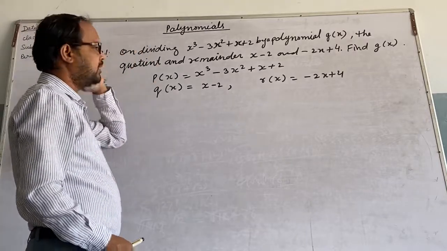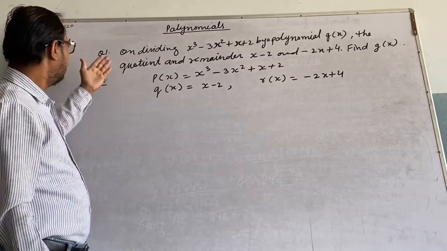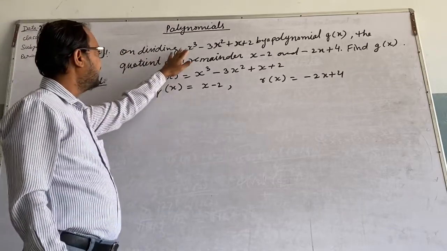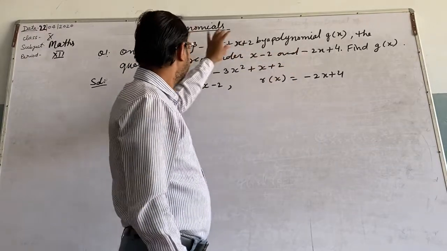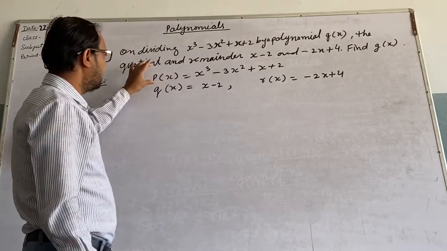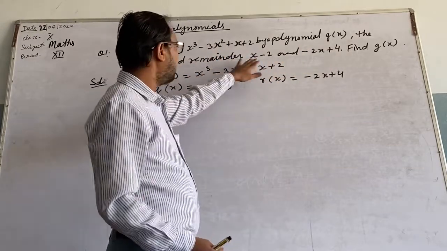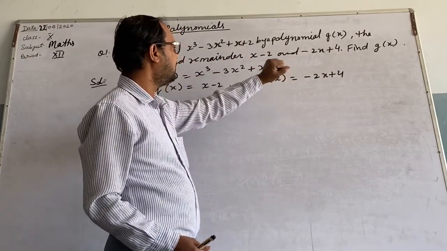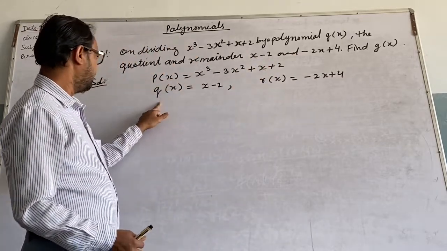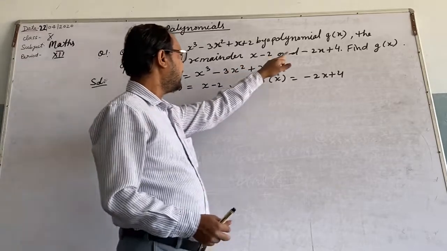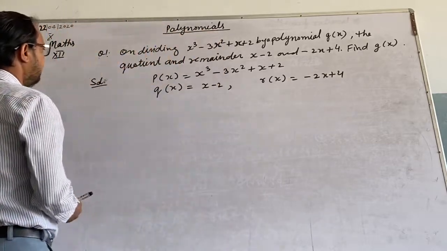Now we are studying polynomials, continuing from the last class. Here is a question on dividing x cube minus 3x square plus x plus 2 by a polynomial g(x). This is your given polynomial p(x), and it should be divided by a polynomial g(x). The quotient and remainder are x minus 2 and minus 2x plus 4. Find g(x). The quotient q(x) is x minus 2 and the remainder is minus 2x plus 4. Now we are going to solve it.